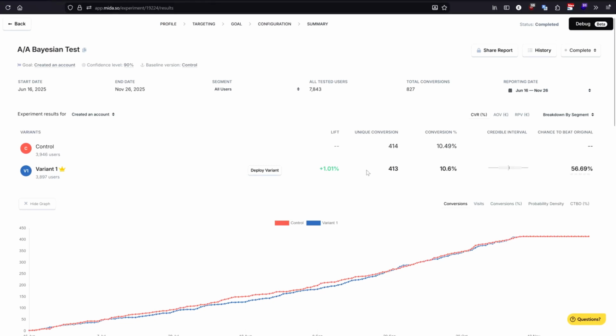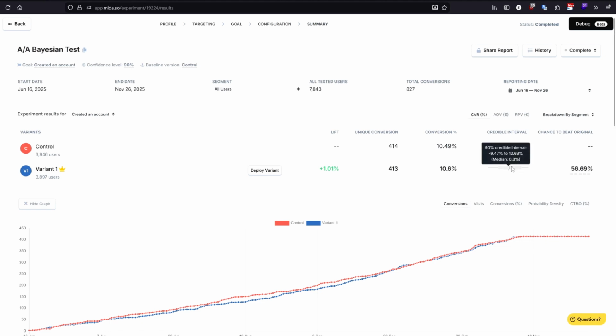Hello, today I'd like to explain to you the difference between the Bayesian and frequentist method, as well as what the difference is between a credible and confidence interval. So the Bayesian method, which is what we recommend, tells you the probability that the variant is better than the control. In this case, there's a 56% chance that the variant is better than the control.